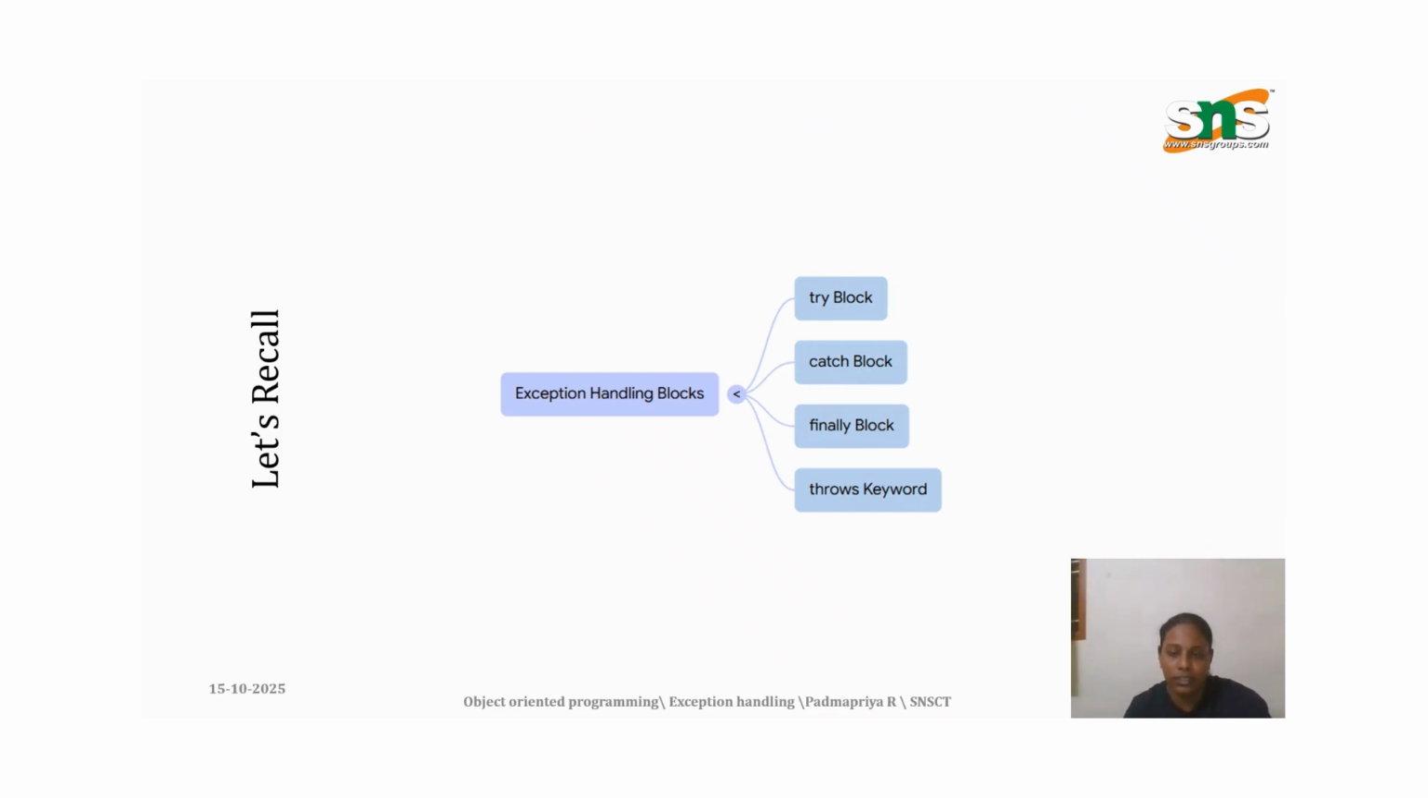Generally, before the session, we have to recall the last session. Last class we just went through the topics about the exception handling blocks. There are four types of blocks, that is nothing but try, catch, finally, and throws. These are all the exception handling blocks. Based on this, we are going to discuss the topic about runtime exception, that is the next topic of exception handling blocks.